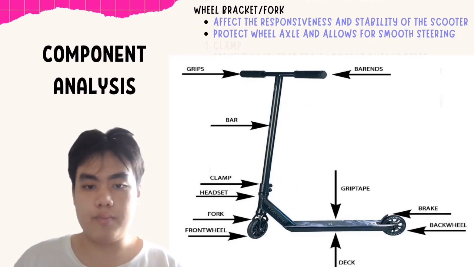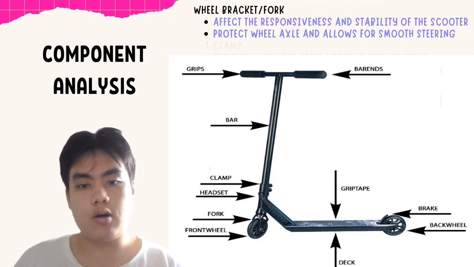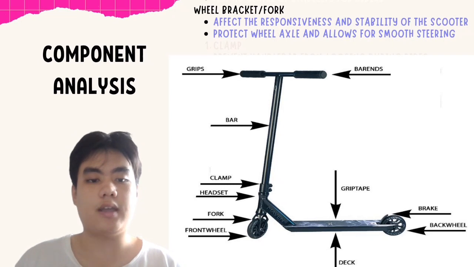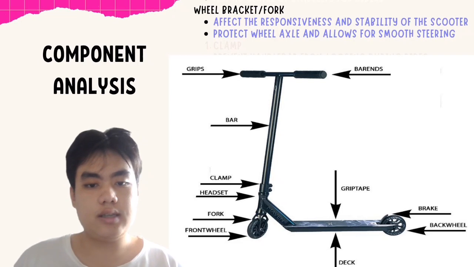Now, let's explore the wheel bracket or fork, a component that significantly impacts the responsiveness and stability of the scooter. The wheel bracket or fork is a critical component that affects both the responsiveness and stability of the scooter. It not only supports the front wheel, but also protects the wheel axle. These components allow for smooth steering, ensuring that riders can easily navigate their scooters with precision. The design and material selection of the wheel bracket are key factors in determining the overall performance of the scooter.